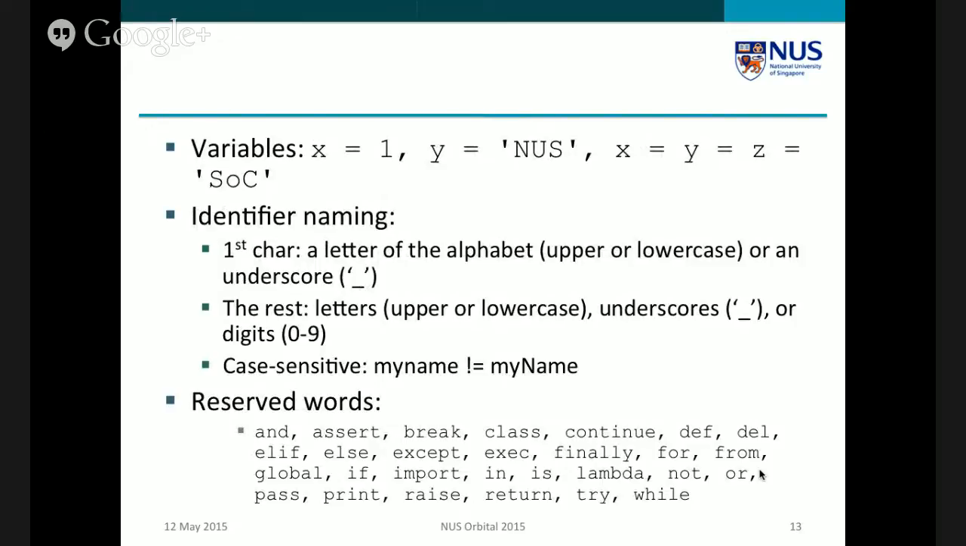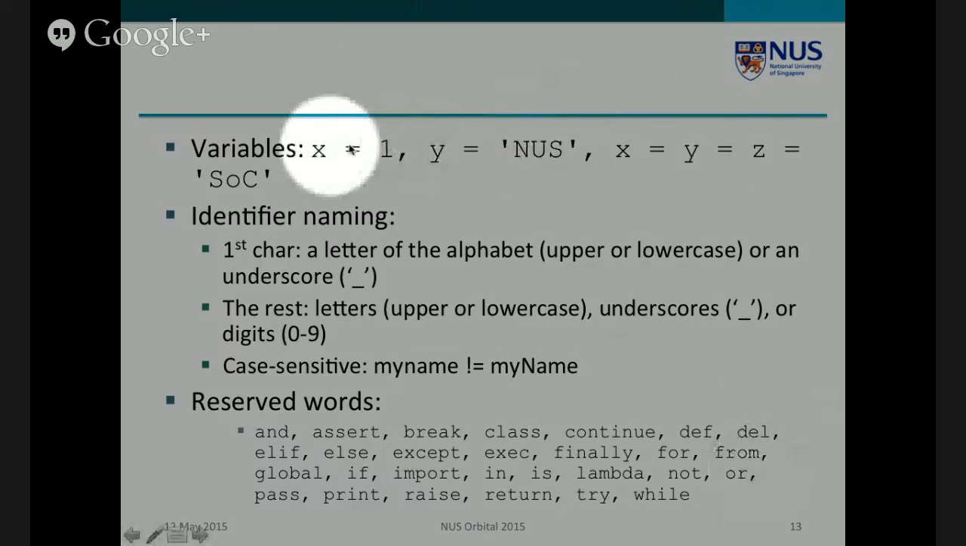Okay, so variables are the same as what you probably already know. You can do multiple assignment, meaning that you can take a variable and assign it a value, then put a comma, and then put another variable and assign it something else. So this y is being assigned a string. You can also chain assignments, so x and y and z all are the string SOC.